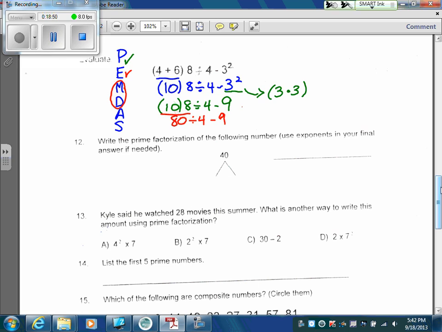I'm still in multiply, divide. I'm scanning from left to right. Stop at whichever I see first. I see division. I'm going to underline it. 80 divided by 4 is 20. Bring everything else down. I scan from left to right, looking for multiply, divide. I don't have any more, so I'm done. Last is add, subtract, or subtract, add, whichever one I see first. Scan from left to right. I see subtraction. 20 minus 9 is 11, and I'm done.